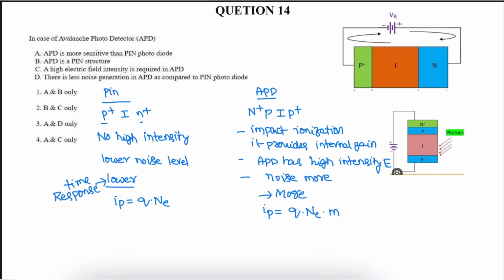APD is more sensitive to single photons compared to the PIN photodiode. Avalanche photodiode is more sensitive. Statement A is correct. B, APD is a PIN structure, is incorrect. C, a high electric field intensity is required in avalanche photodiode, is correct. D, there is less noise generation in APD, is incorrect; there is more noise generation in APD. Statements A and C are correct. AC correct, option 4.